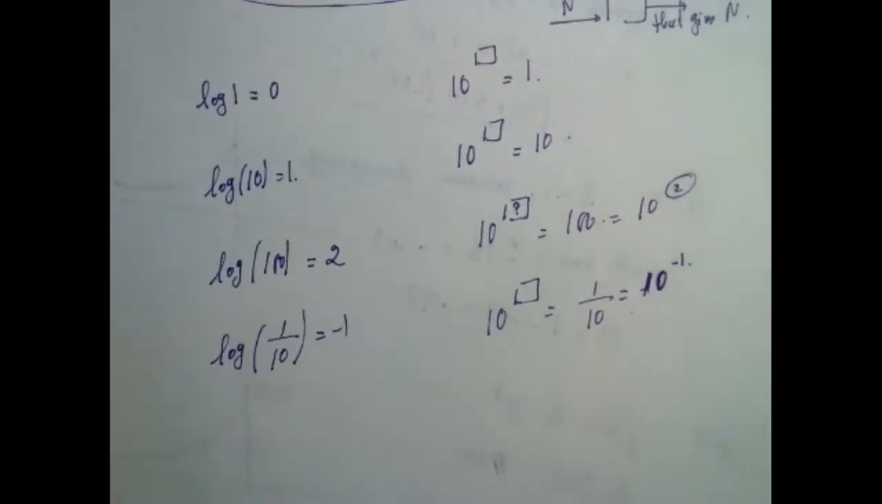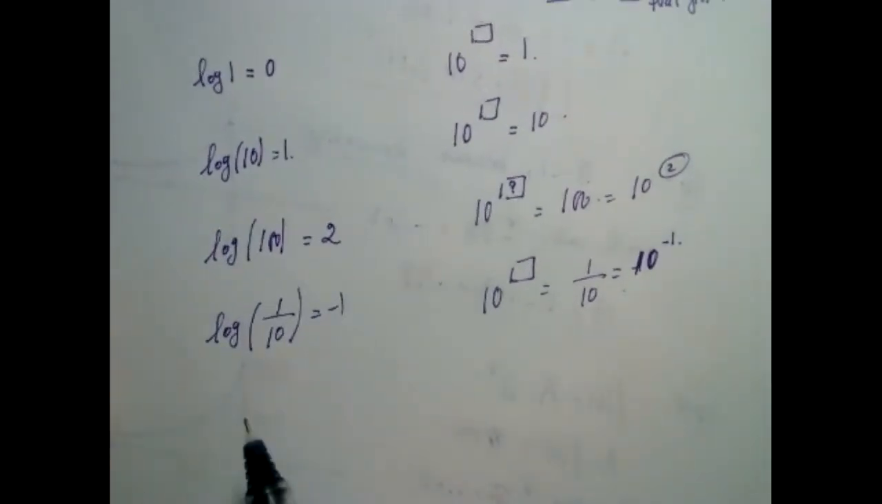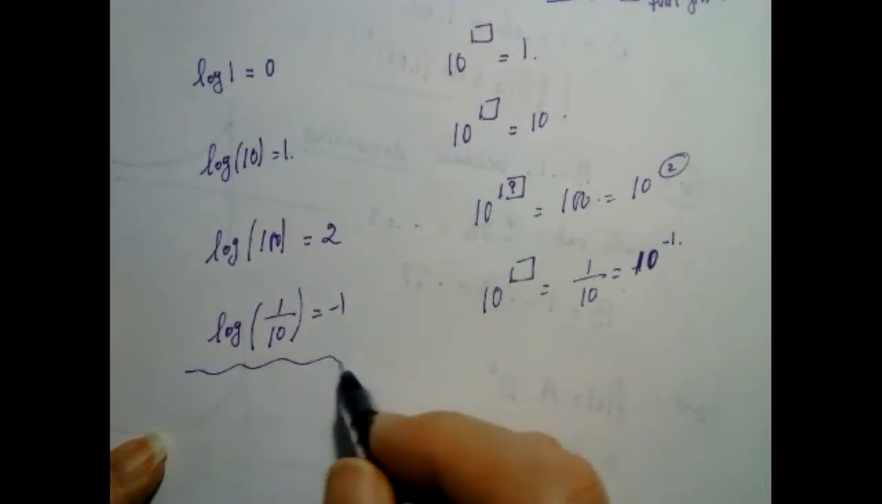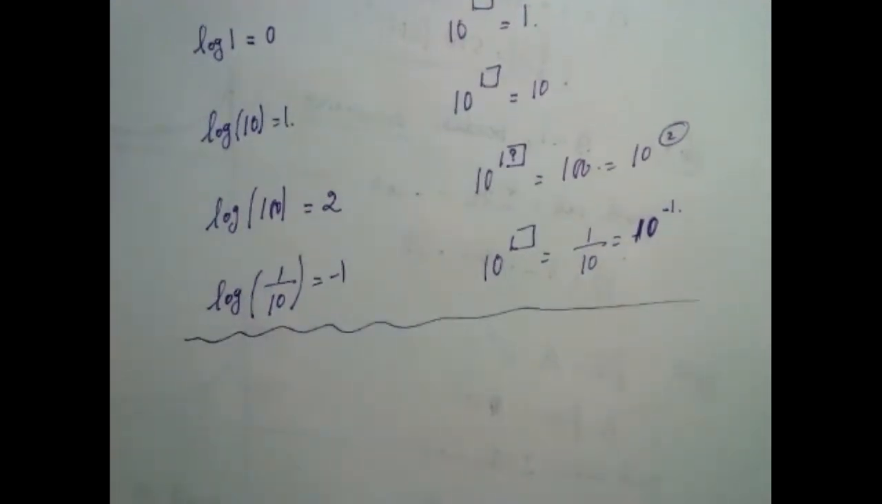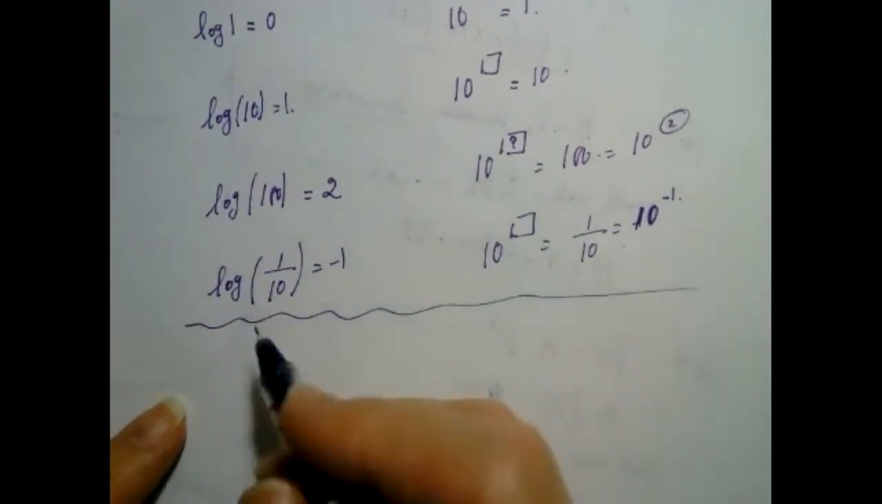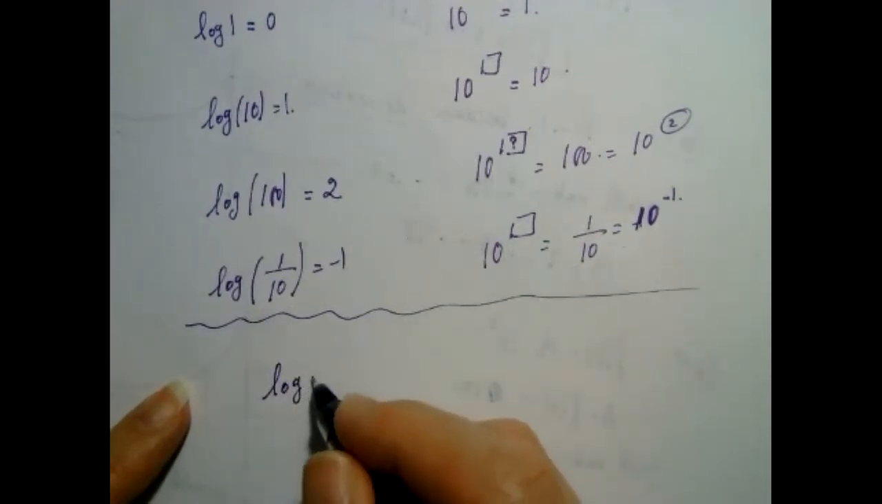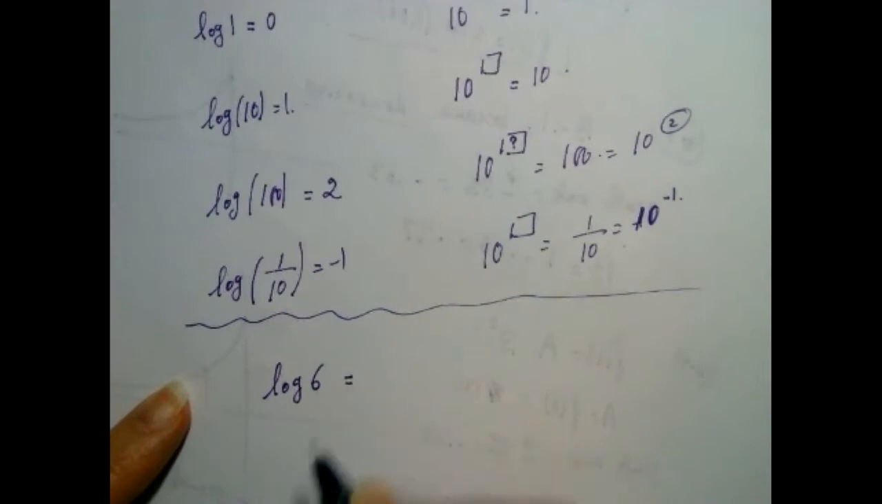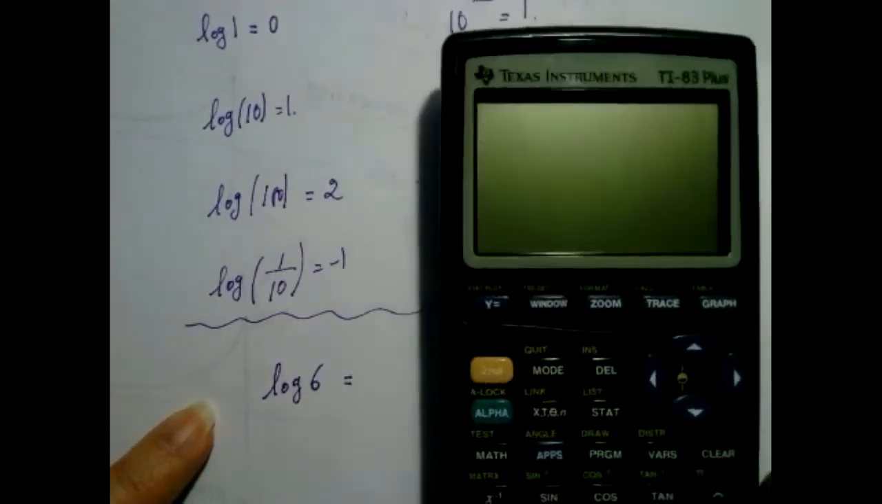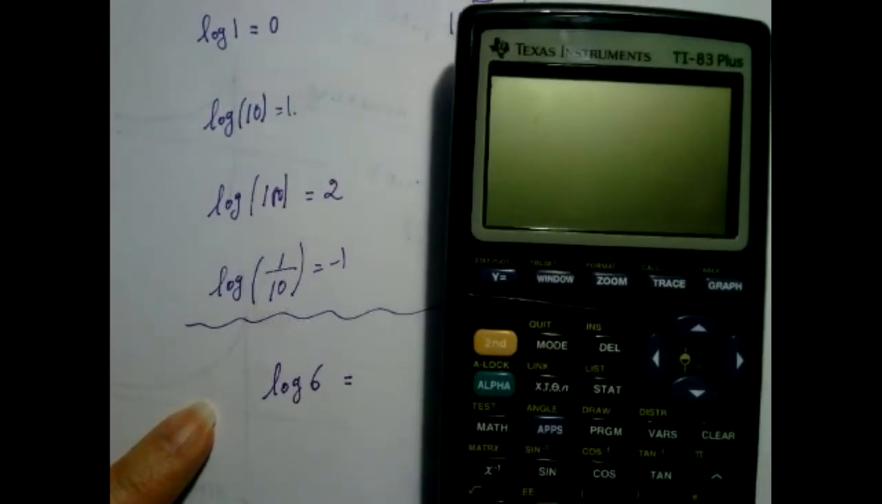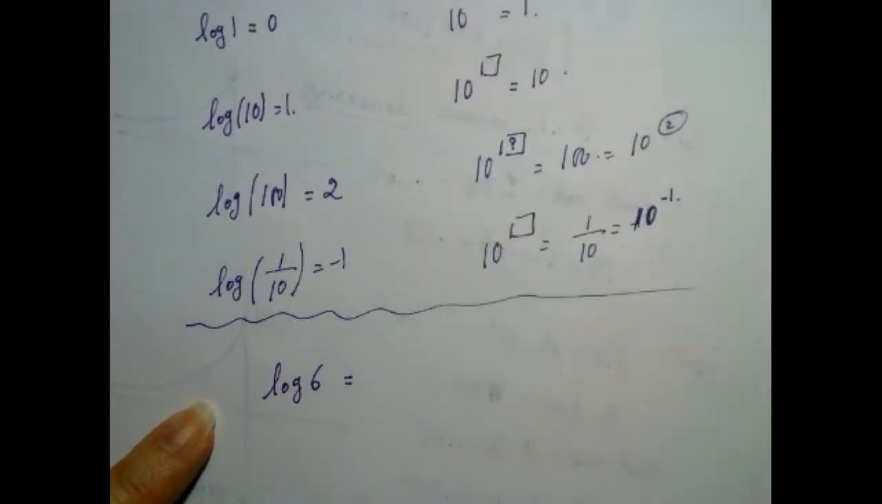All right. Now, let's go a little bit deeper into this function. Suppose I pick up my calculator and I plug in log of 6, and I get 0.778. What does this number really mean?